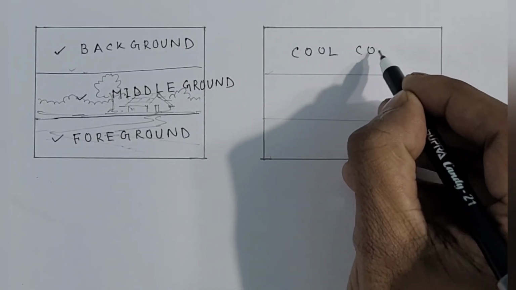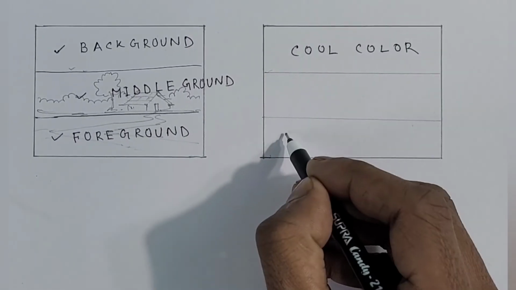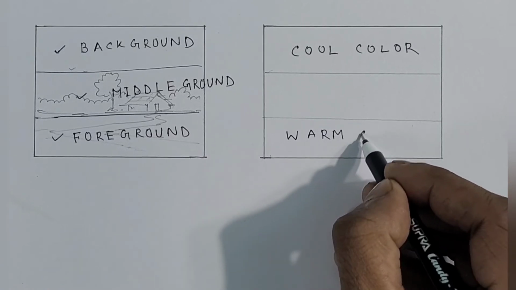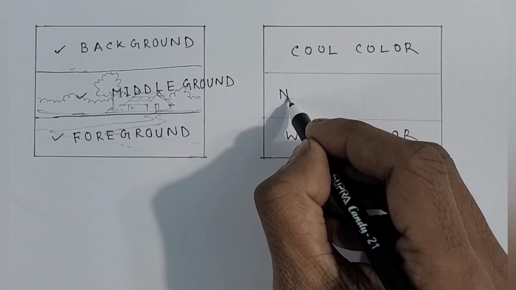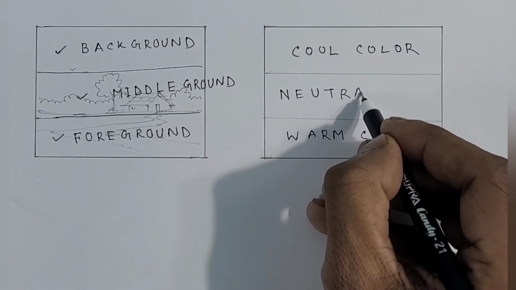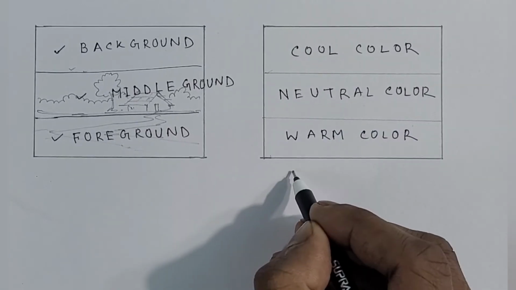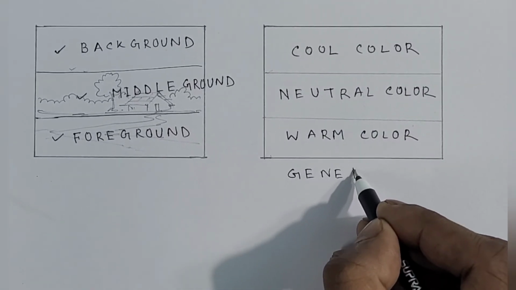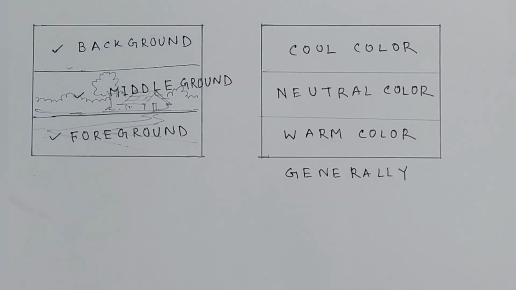Generally the background has cool colors, that is blue shades. Generally the foreground has warm colors, that is yellow and red shades. And the middle ground has neutral colors. This is all generally, there are many exceptions.